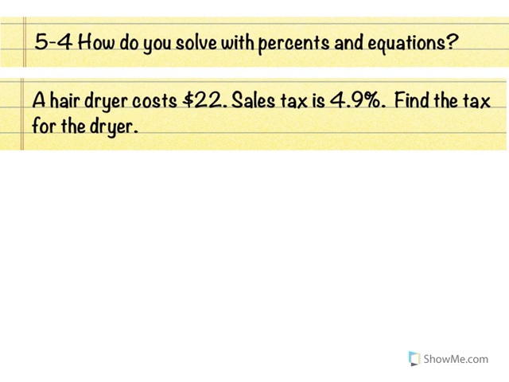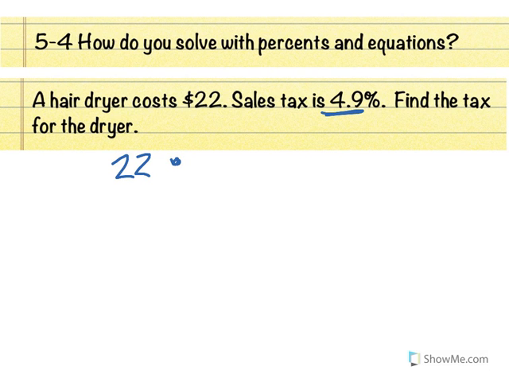Alright, let's say for example a hairdryer cost $22. If the sales tax is 4.9%, let's first find the tax for the dryer. What I always do with tax is I multiply it to the price of the item. So I have my $22 hairdryer, and I'm going to multiply it times 4.9%. I'm going to write that as a decimal so I can work with it in my equation.